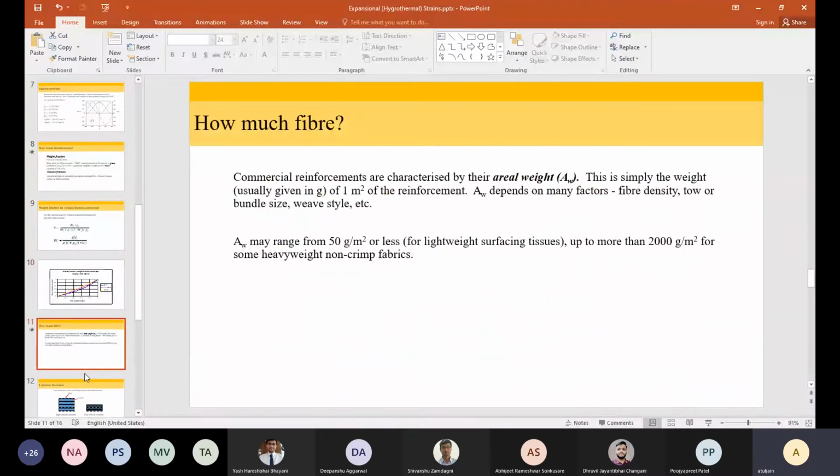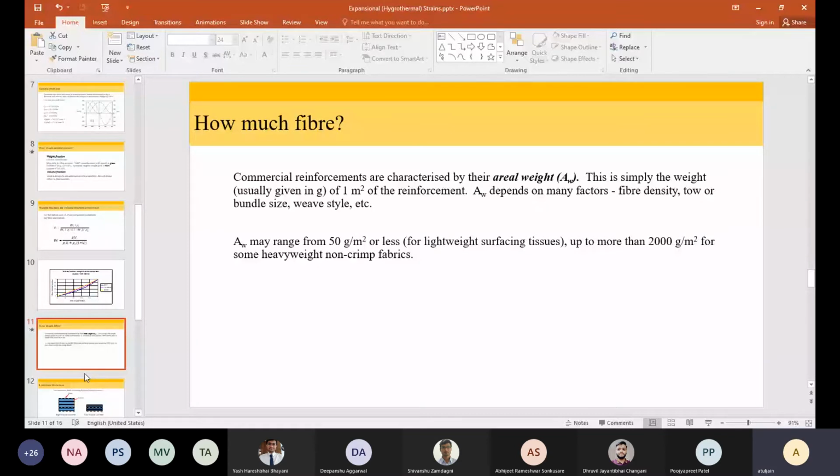The next concept is what is known as areal weight. Areal weight is the weight in grams of 1 meter square of reinforcement. So if you take the dry fibers, cut 1 meter square of it and weigh it, the weight in grams is known as areal weight. This is also used a lot by the textile industry.